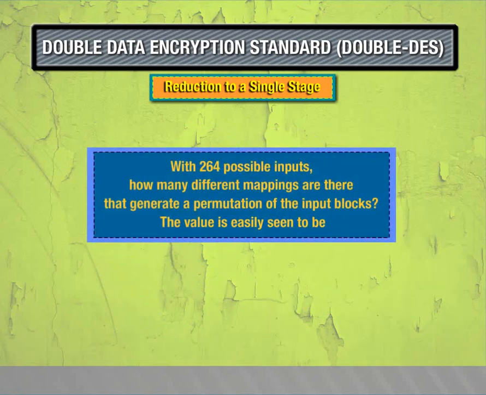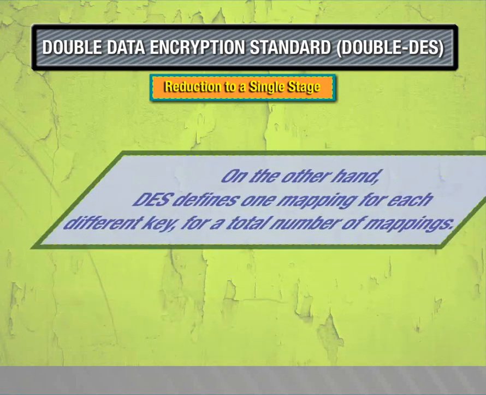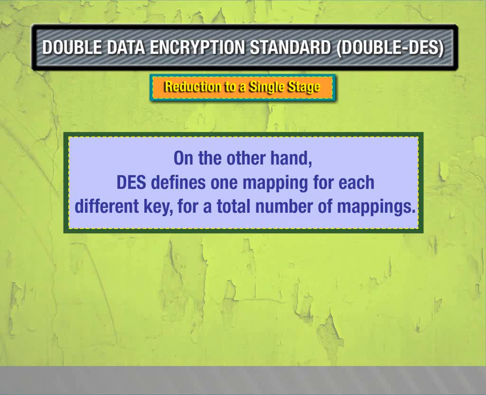With 2^64 possible inputs, how many different mappings are there that generate a permutation of the input blocks? The value is easily seen to be 2^64 factorial, which is greater than 10^20. On the other hand, DES defines one mapping for each different key, for a total of 2^56 mappings, which is less than 10^17.